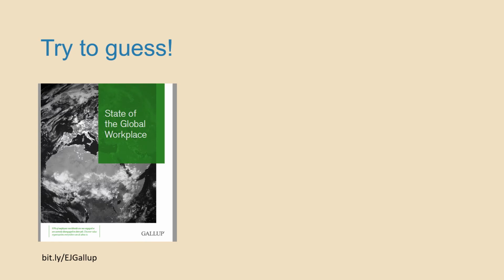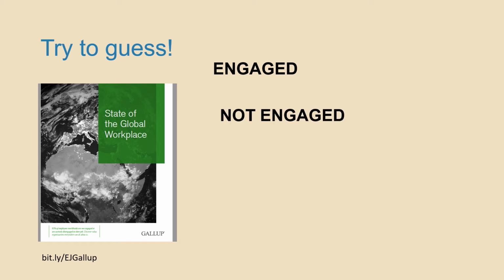Now, the survey is part of Gallup's State of the Global Workplace report. The report was printed in 2017. According to the report, employees can be grouped into 3 categories: engaged, not engaged, and actively disengaged.